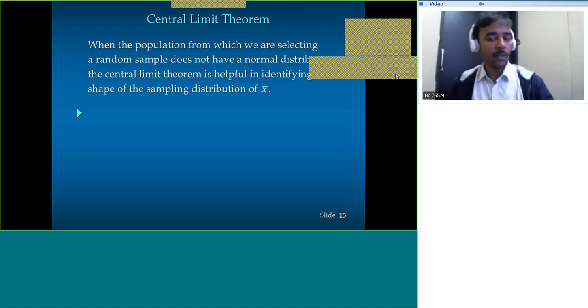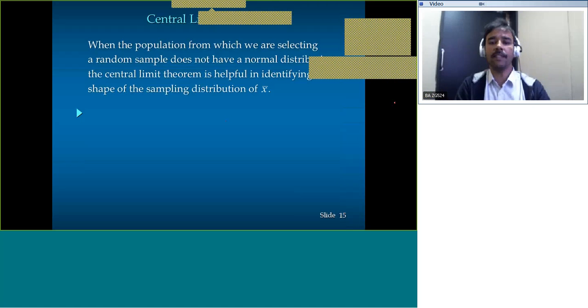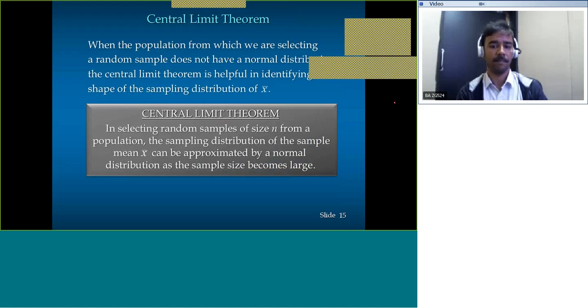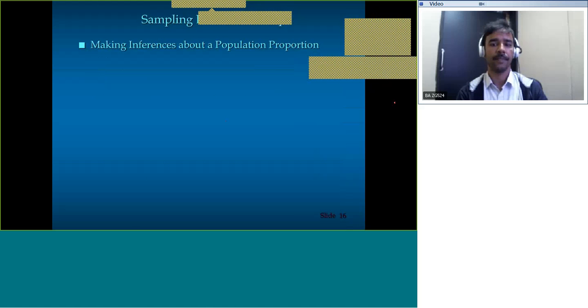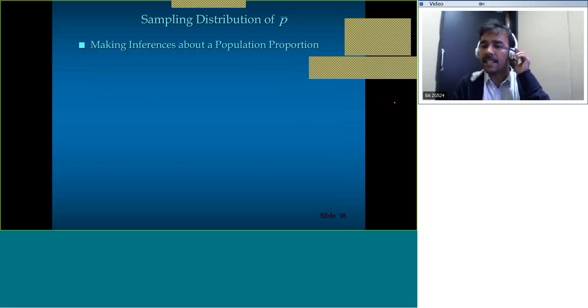So, just now we have observed the importance of central limit theorem. Now we will talk about the next random variable or the next sample statistic P bar. So that is sampling distribution of P bar.